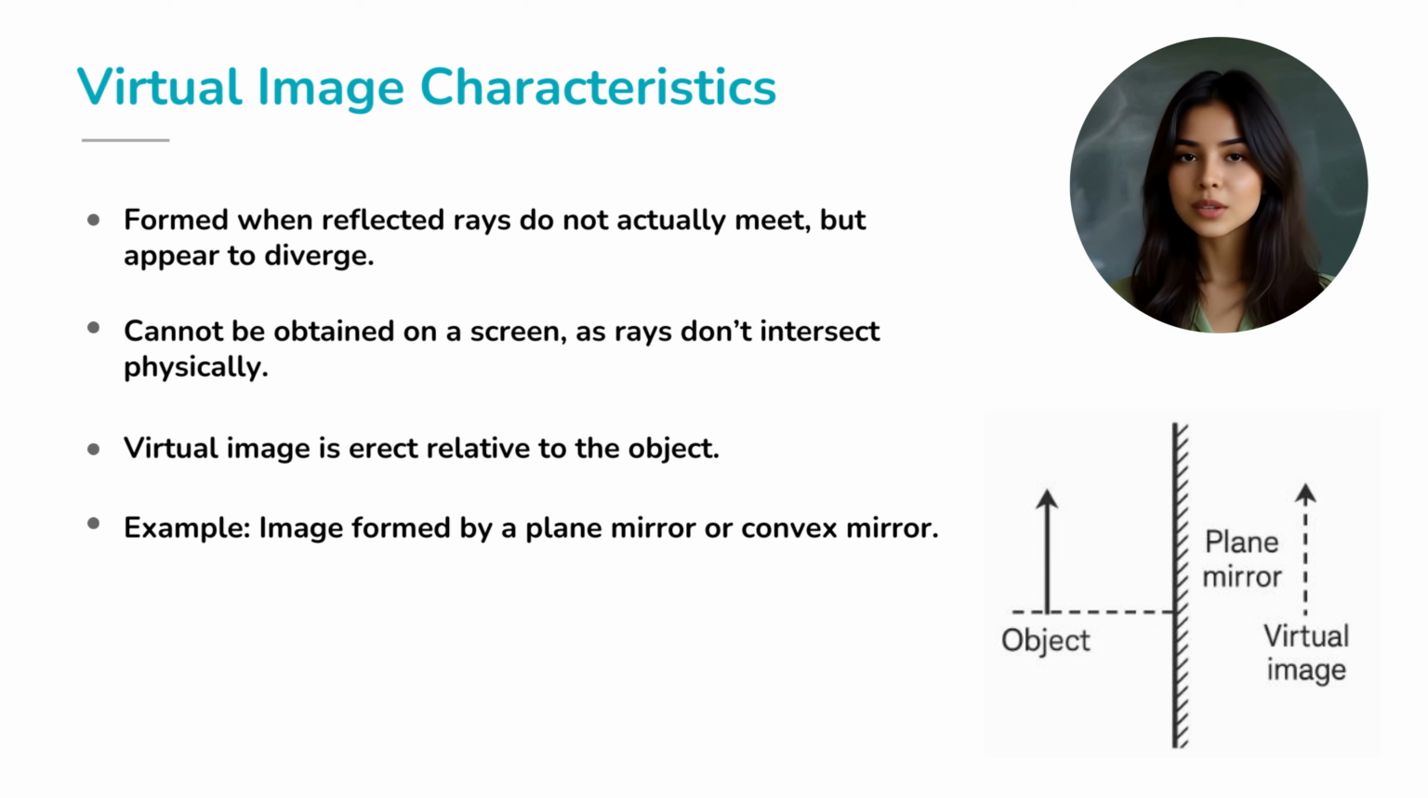Now comes the trickster sibling, the virtual image. This is formed when the reflected rays do not actually meet, but they appear to diverge from a common point when extended backward. Virtual images can't be captured on a screen because there's no actual meeting of rays. But they are always direct with respect to the object.